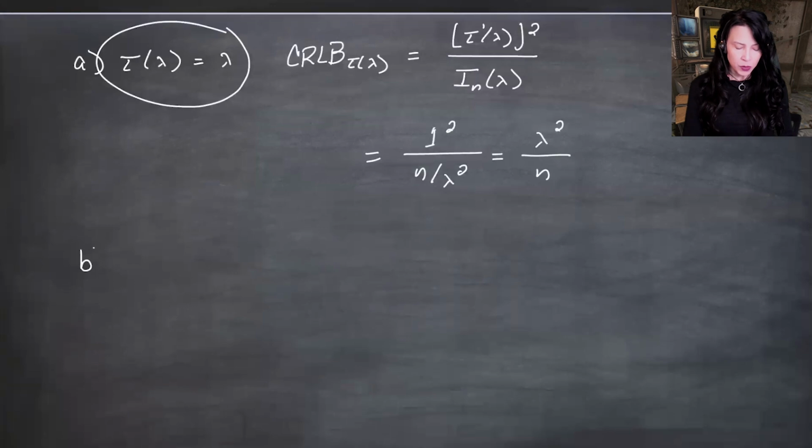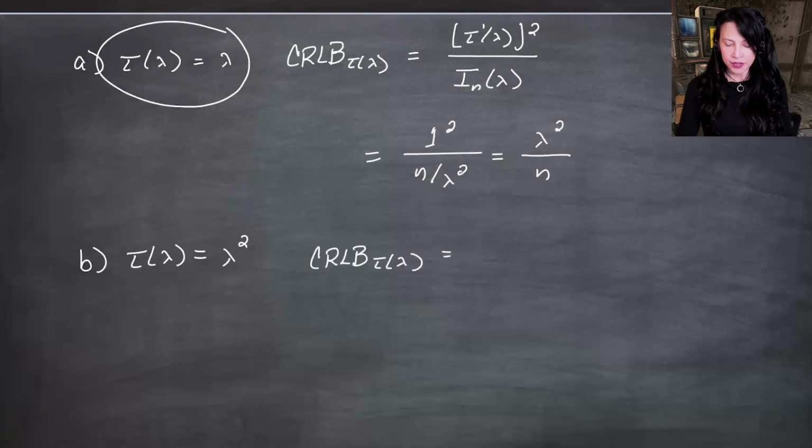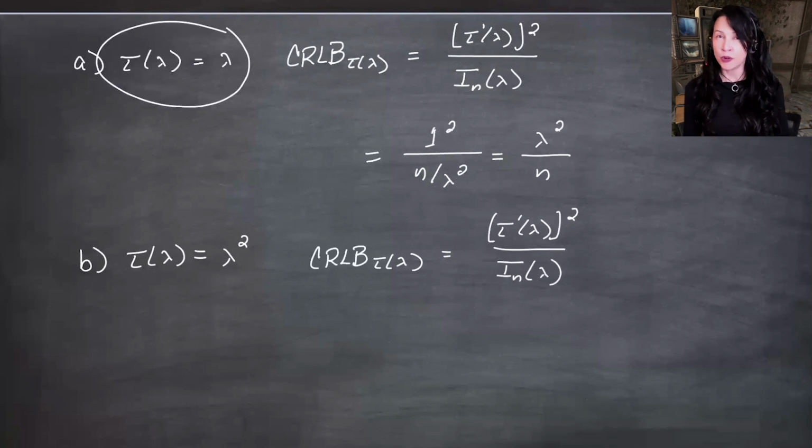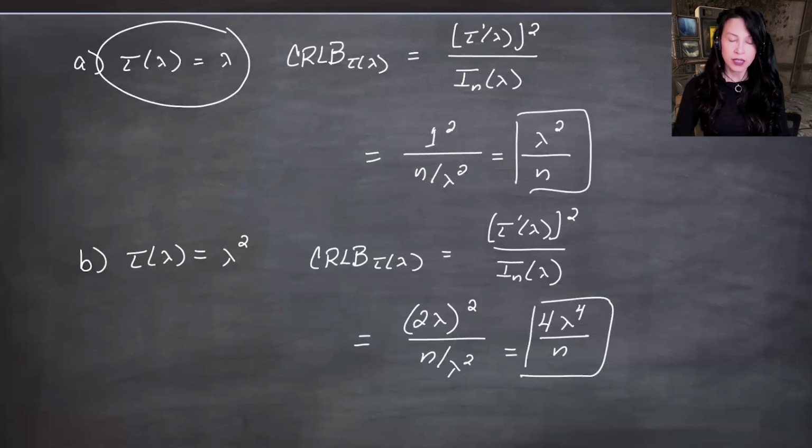For part B, we want the Cramér-Rao lower bound for the variance of all unbiased estimators of lambda squared. So now the Cramér-Rao lower bound, still the same setup, but the derivative in the numerator is going to change, and that's all that's going to change. Again, we did all of the hard work above. So this is 2 lambda squared over n over lambda squared, so it's going to be 4 lambda to the 4th over n. And we are done.